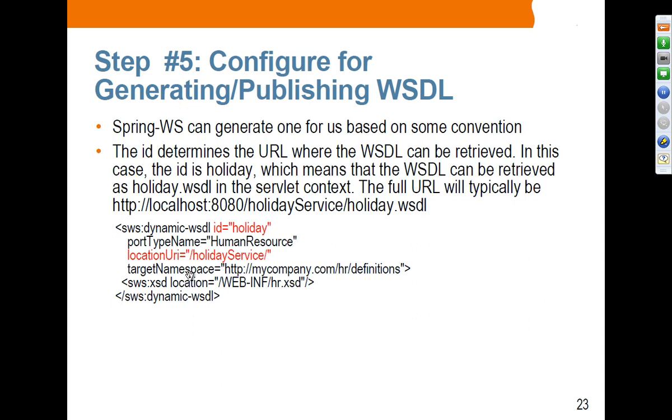And then from it, Spring Web Services will generate a WSDL document, and it will publish the WSDL document under this location. So this is holiday service, your service, and then holiday.wsdl. So it is going to take the ID of this, and also the holiday location URI, that is actually this one.